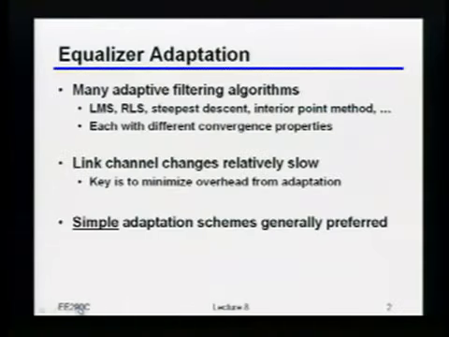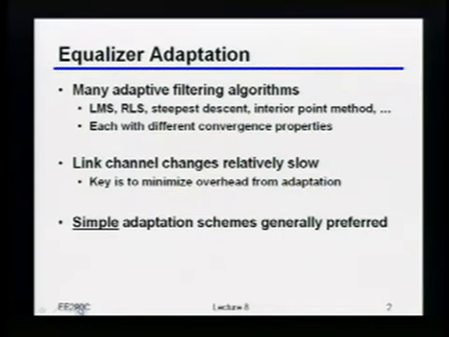Okay, so when we talk about equalizer adaptation, the thing that you should have in the back of your head, even if you haven't really looked at a lot of this stuff in detail, is there's a whole bunch of literature out there about how you build adaptive filters. And what I mean by adaptive filters is filters where you basically tune the coefficients of those filters based on some objective function that you're interested in. Okay? So again, a long list of different algorithms people have come up with to do this.